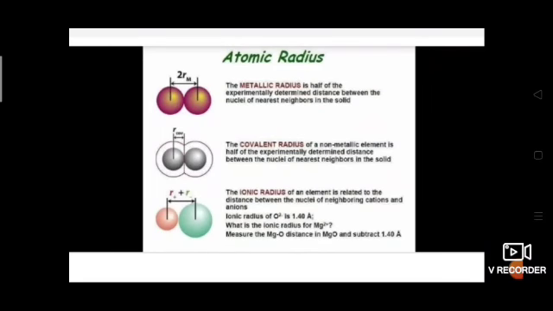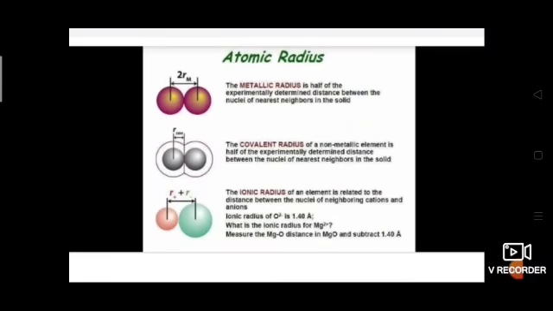Covalent radius, it is equal to the half of the distance between the center of the nuclei of two atoms held together by a purely covalent single bond. That is known as covalent radius. From this diagram, you can clearly understand about different type of radius.